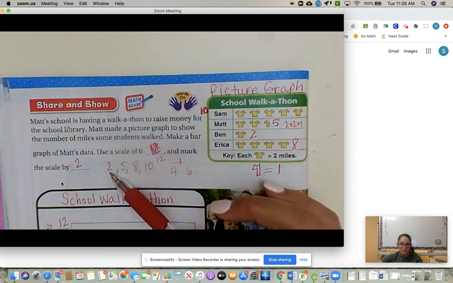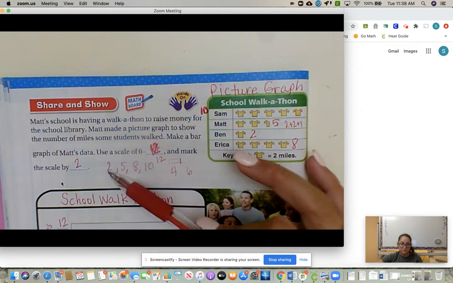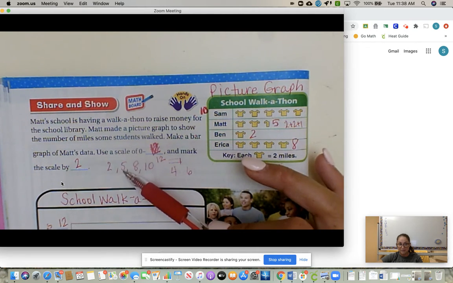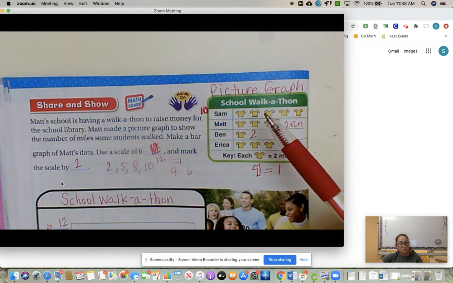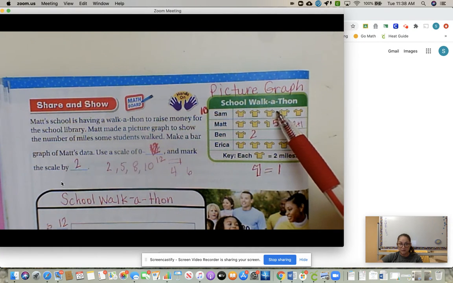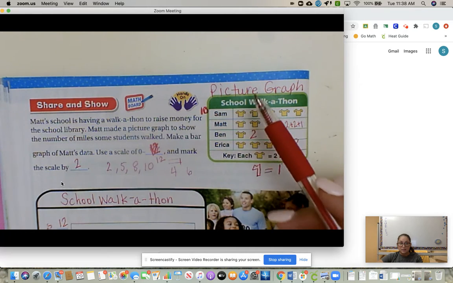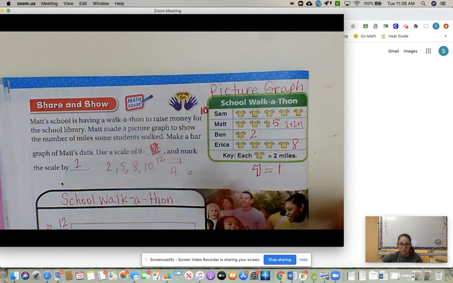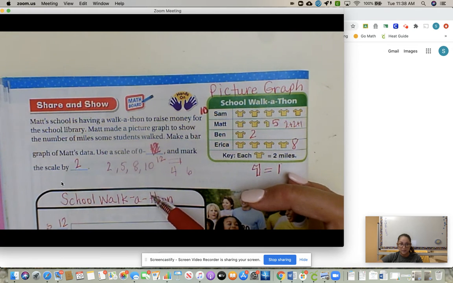The reason we did that, these are our numbers. We wrote them down. All of these numbers, when you skip count, you say 2, except for 5. But remember, if there's just one number that you don't say, that's okay. We will figure it out and we will still mark it on the graph. So now we need to label School Walkathon. Our title is the same.